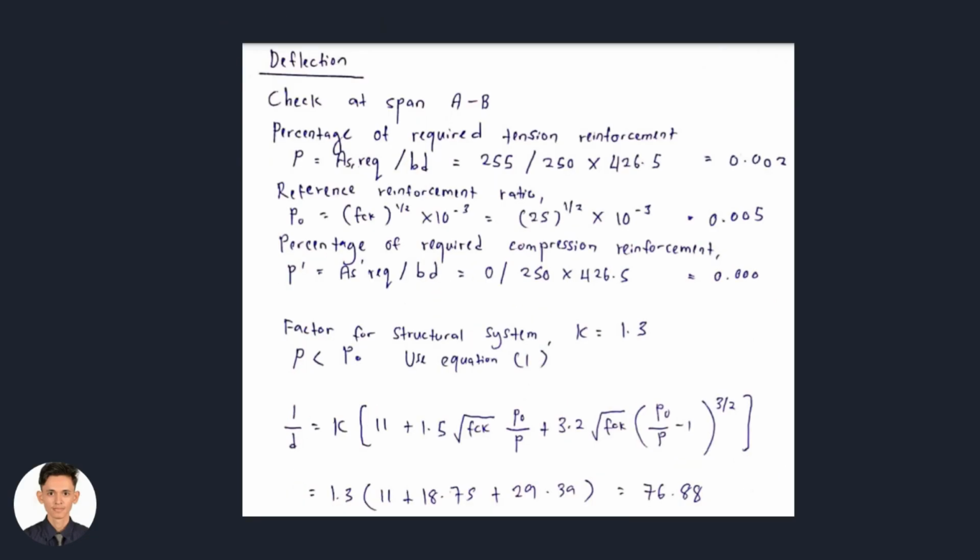So this is my deflection checking for the continuous beam. We check at span AB, the percentage of required tension reinforcement we get 0.002, for the reference reinforcement ratio 0.005, and the percentage of required compression reinforcement we get 0. For the factor for structure system, we use K equal to 1.3, which is for the continuous beam, and we got this calculation as 76.88.